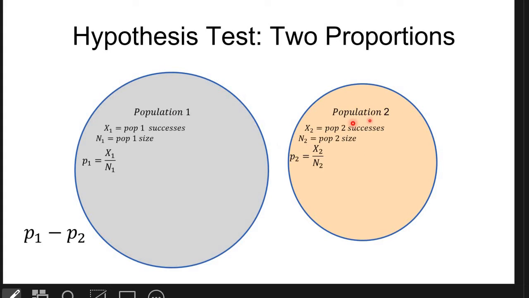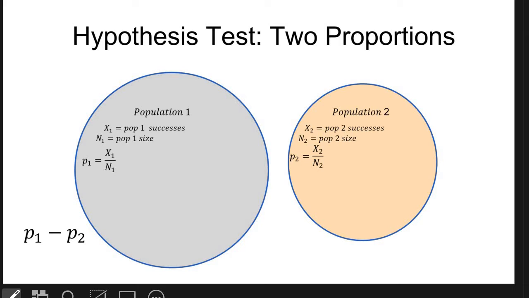In the same way, for population 2, the number of successes is capital X2, the size is capital N2, and the population proportion for population 2 is P2. And I'm not trying to estimate or make claims about P1 or P2 separately. What I'm actually trying to make a claim about is the difference between P1 and P2, the subtraction. So the actual population parameter that I'm estimating isn't P1 or P2, but the difference P1 minus P2.